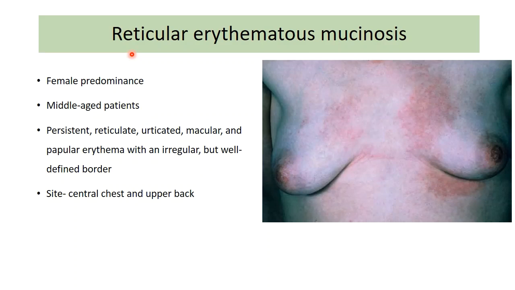The next entity is reticular erythematous mucinosis. It is common in middle-aged female patients. It presents as a persistent reticulate macular and papular erythema with an irregular and well-defined border. The most common sites involved are central chest and upper back.